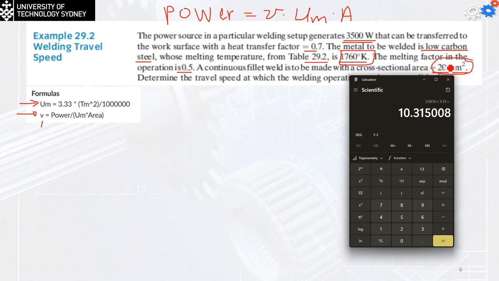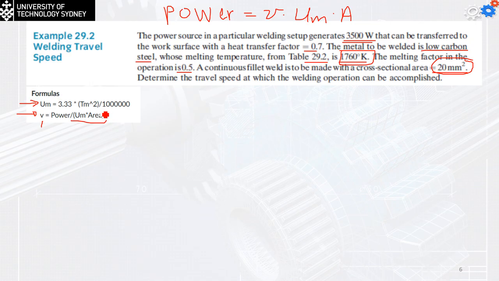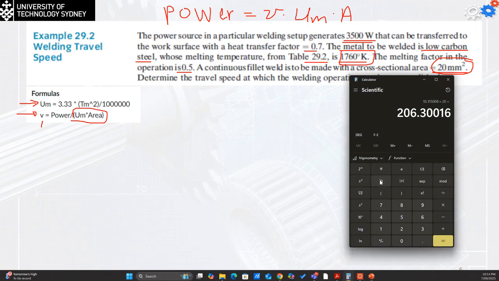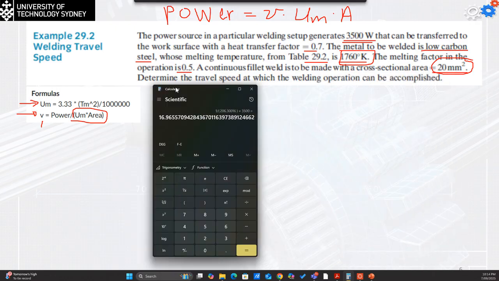Now the UM multiplied by the area, 206.3. That's what we need to put here. Okay. Now I'm going to reverse that and multiply by 3,500. So the velocity is going to be 17 millimeter per second. That will be the velocity.